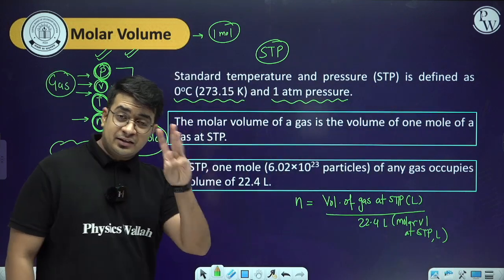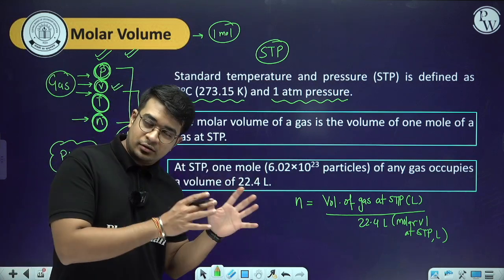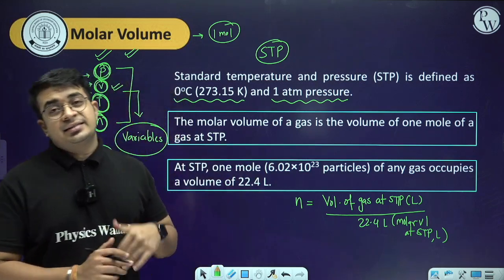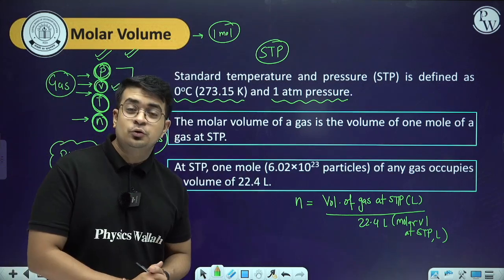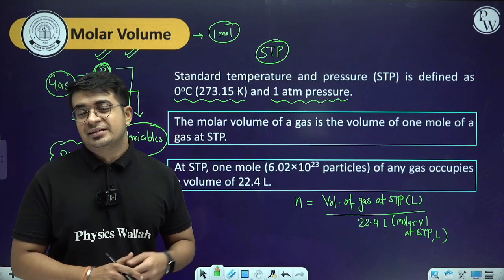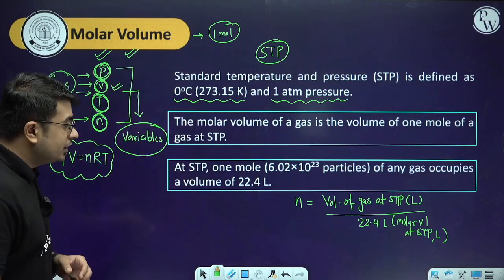So now we have three formulas related to moles. First one is your formula related to mass, second one is related to number of particles, and the third is related only to the volume of gases, that is the volume of gas at STP in liters divided by 22.4 liters.